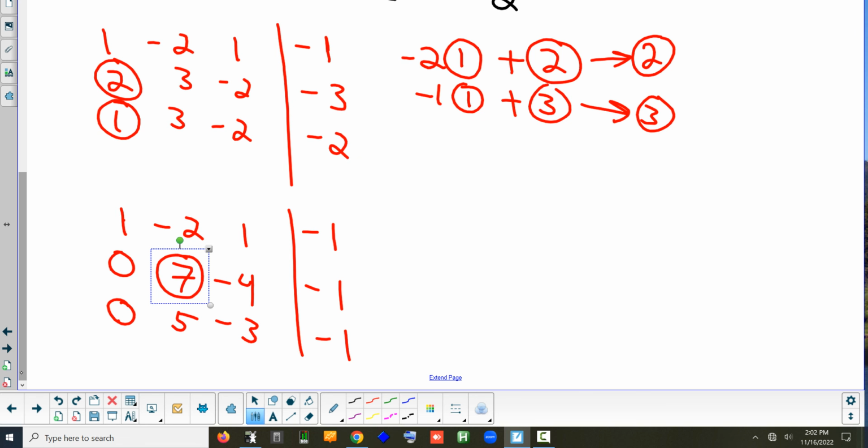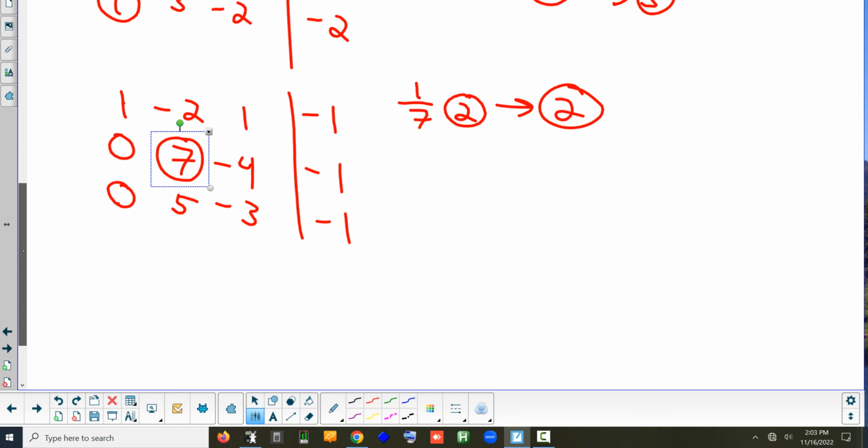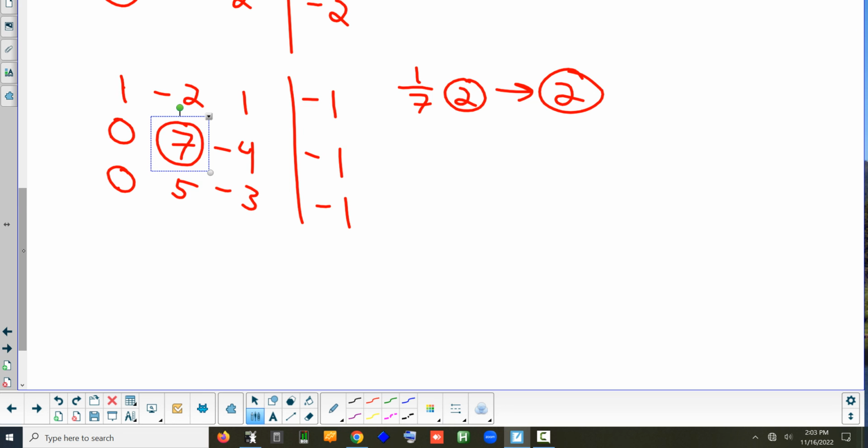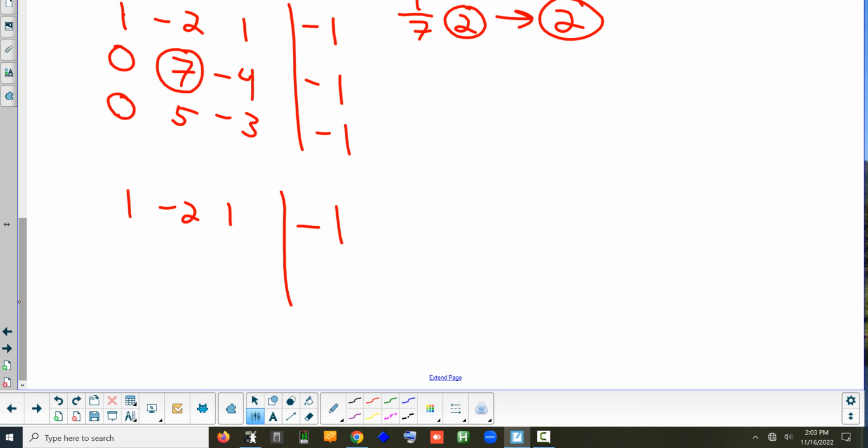All right, so let's take row 2 times 1/7. And that's going to replace what's in row 2 currently. No change to row 1. No change to row 3 this time. Anything that doesn't change, I like to copy it, get that out of the way. So let's copy row 1 and copy row 3.